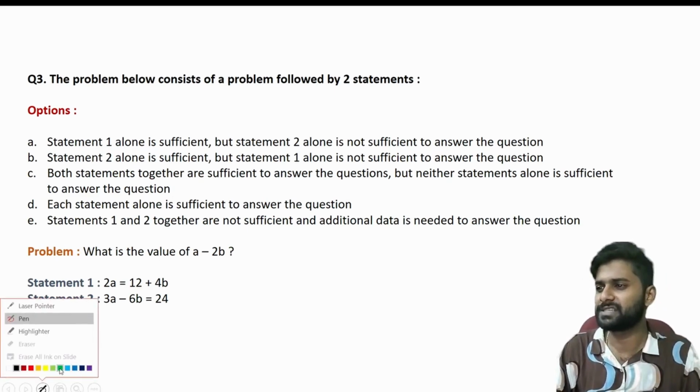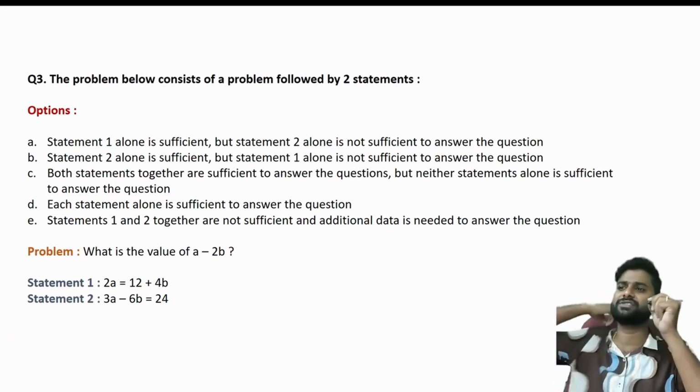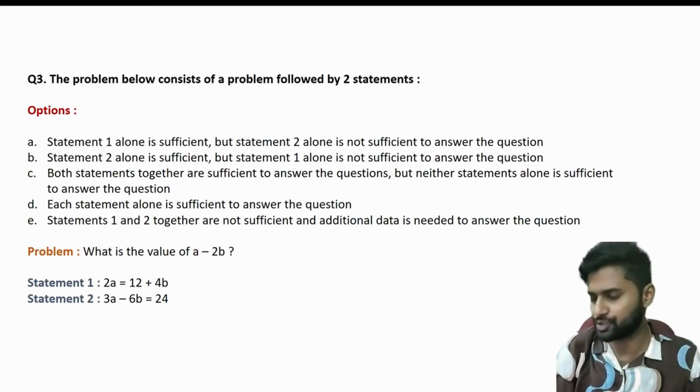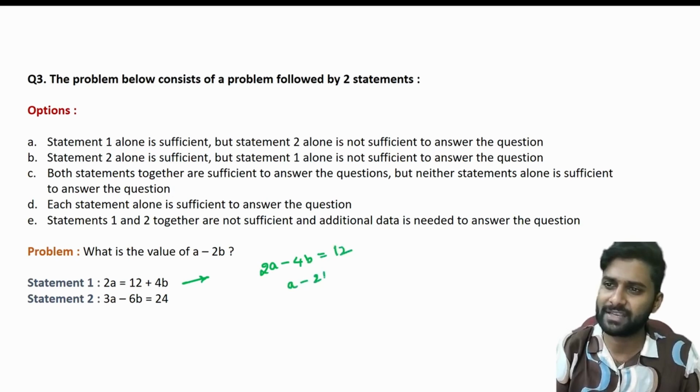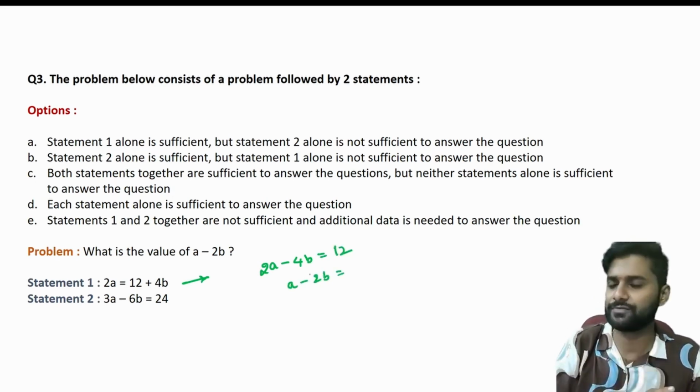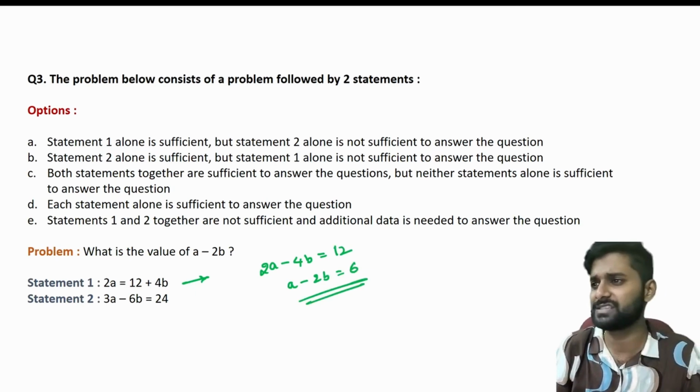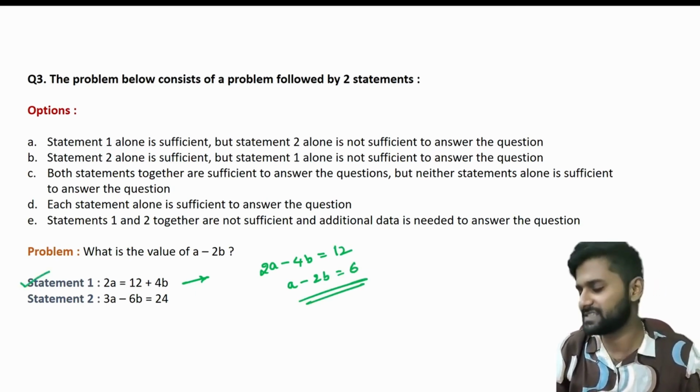See, a question from data sufficiency. Tell me which data is sufficient to get the value of a minus 2b. Just take the first statement. Can we take the equation 2a minus 4b is equal to 2? Why? Because you can see the common factor 2. Just cancel the 2, and you will get a minus 2b is equal to 6. Yes, statement 1 alone is sufficient.